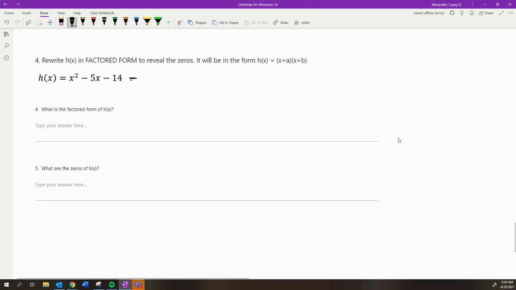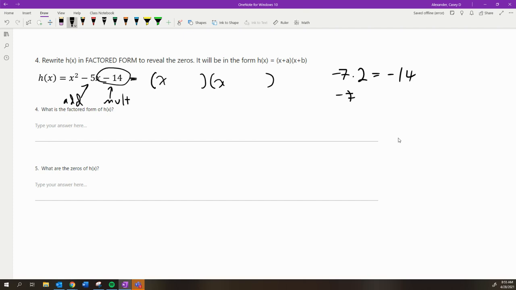So factored form, to remind you, is where we have to figure out how to rewrite it as 2 different factors, like so. All right, and we need numbers that multiply to equal negative 14, but also add to equal negative 5 here. And so if you think about it for a second, 14 is 7 times 2, but if I make the 7 negative, that equals negative 14, and negative 7 plus 5 equals negative 2.